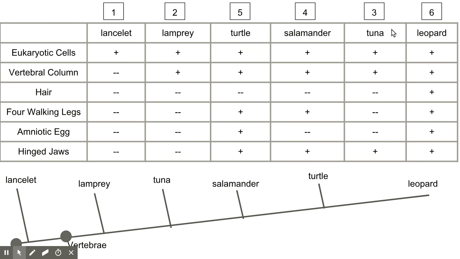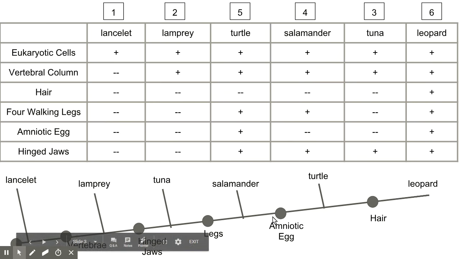Now we compare 2 to 3, the tuna. What does a tuna have that the lamprey does not? It would be hinged jaws. I put that in between. What does the salamander have that the tuna does not? It would be 4 walking legs. What does the turtle have that the salamander does not? And that would be amniotic egg. And then finally the leopard, what does the leopard have that the turtle does not? And that would be hair.